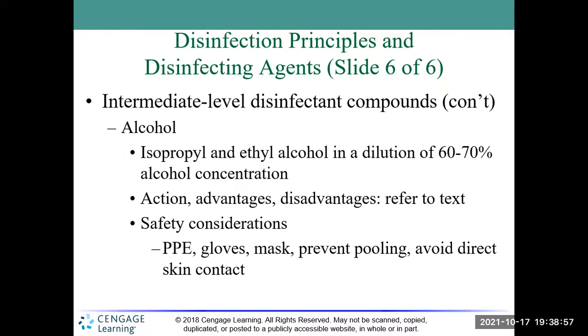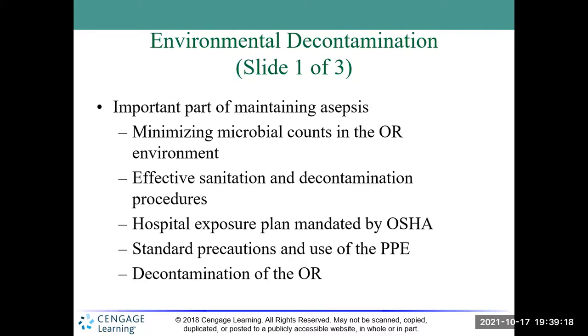Alcohol is the last or the next intermediate, and you will have isopropyl and ethyl alcohol in a dilution of 60–70%. You can read the AAAs in the book, and then you're going to wear all of your PPE. You're going to try to not let it pool. Direct contact with your skin is not recommended.